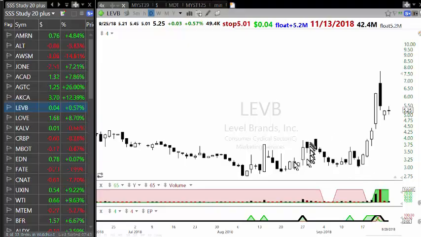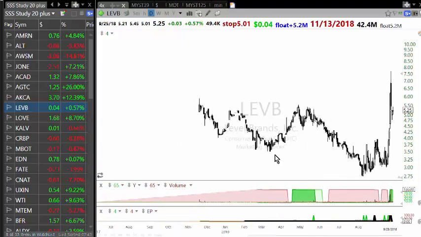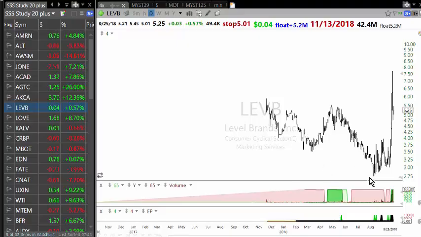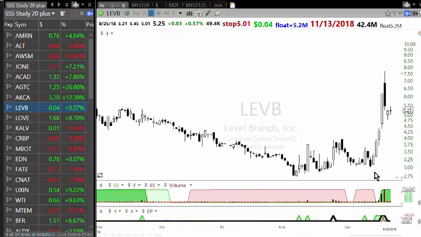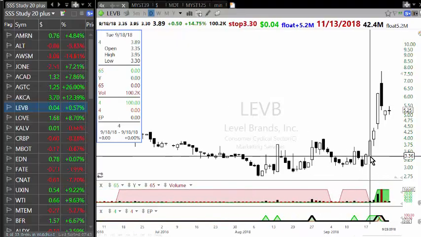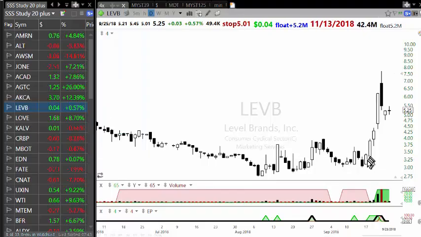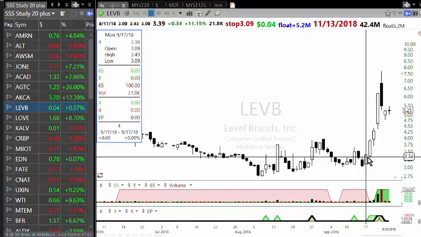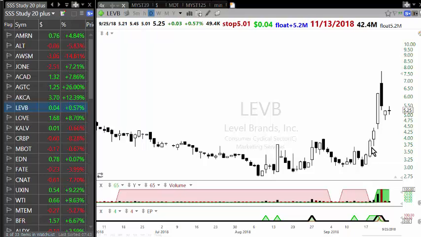Okay, LEVB, Level Brands Incorporated, again it's an IPO, went down. It's thinly traded. This is a 4% breakout. This was not a 4% breakout because only 21,000 shares were traded, and then it made this move. And yesterday only 49,000 shares were traded.